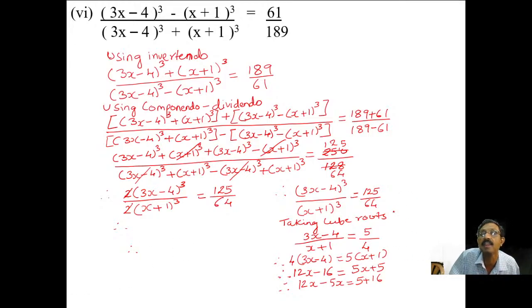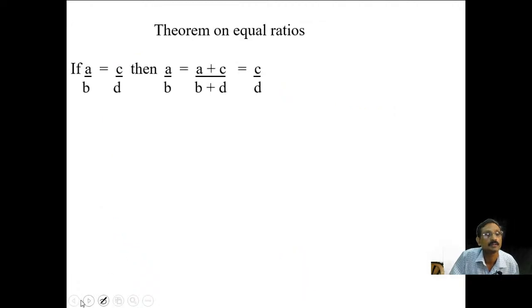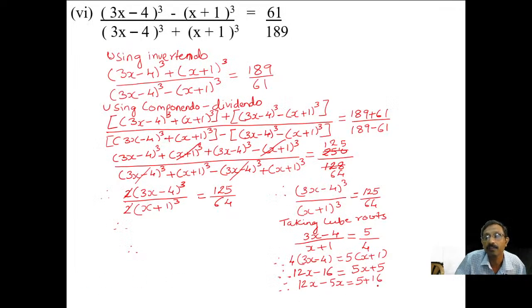So 7x, it gives me, therefore 7x is equal to 5 plus 16, which gives me how much? 21. So 7x is equal to 21. Therefore, x is equal to 21 upon 7.